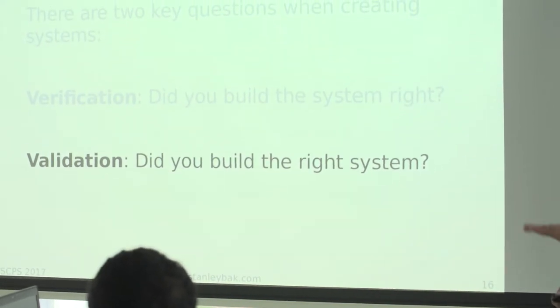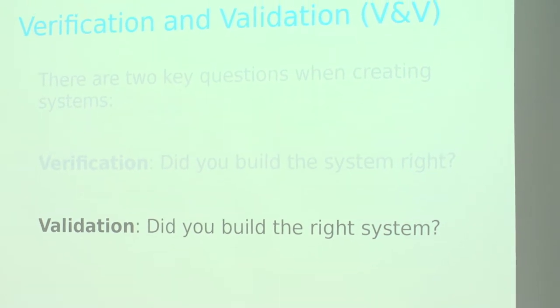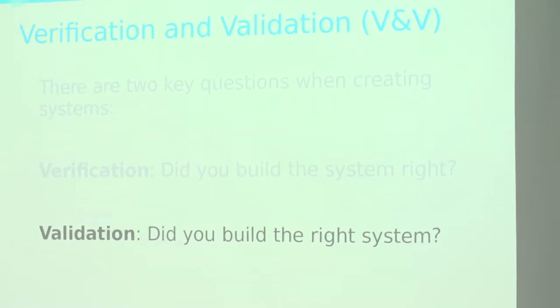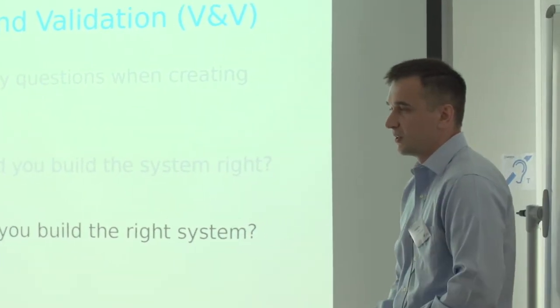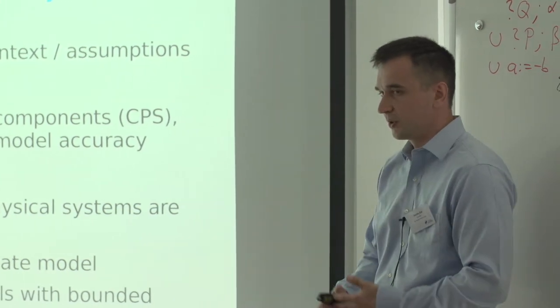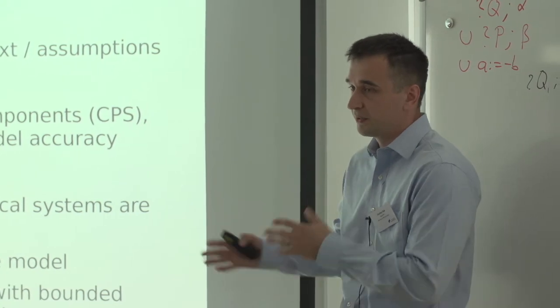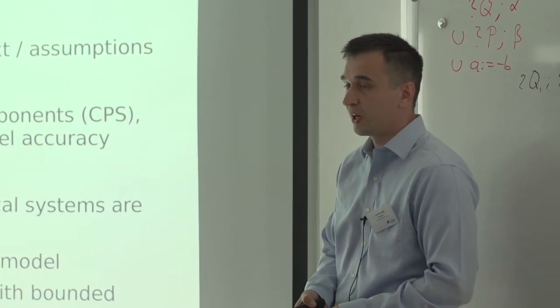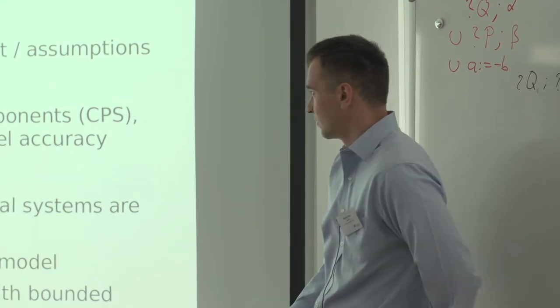The second part of the question is, did you build the right system? That's the validation question. I won't stick too long on that, but that's one reason why we're not going to eliminate testing, flight testing. This is more about environmental assumptions and context. You're still going to have to check those. If I have an Auto GCAS system for my F-16 and I put it into my quadcopter, is the system correct or not? Well, it is, but in a certain context.